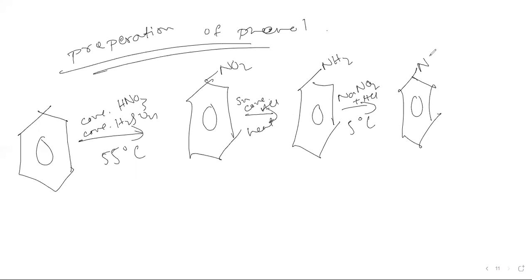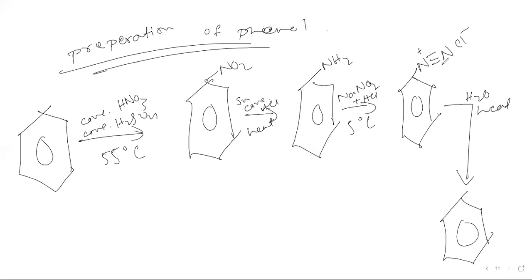We get our nitrobenzene. This is plus, this is minus. Now this is the part. When we add our water and heat, what reaction is this? This is a hydrolysis reaction. So when we hydrolyse our benzene diazonium chloride, we get phenol.